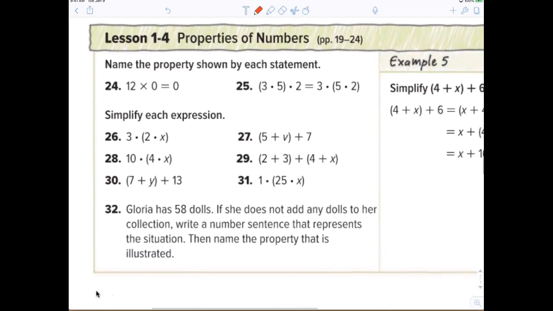All right, the properties. What's 24 called? Gray, do you remember? Yes, I like that better. Zero property. All right, Tucker, are you with me? What's the answer? Yes, sir. I'm proud of you. Associative property.